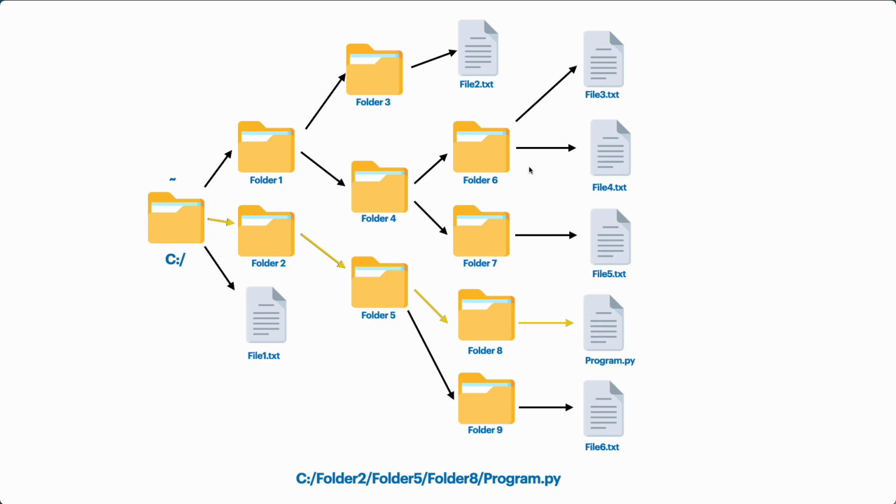And then again, if I wanted to find the path, for example, for folder 6, let's see how we can get to folder 6. First we get into folder 1, then we get into folder 4, and then we get into folder 6. So folder 6's path would be something like C:/folder1/folder4/folder6. So paths basically give you the directions to go from your root directory all the way to a file or folder that you want to get to.